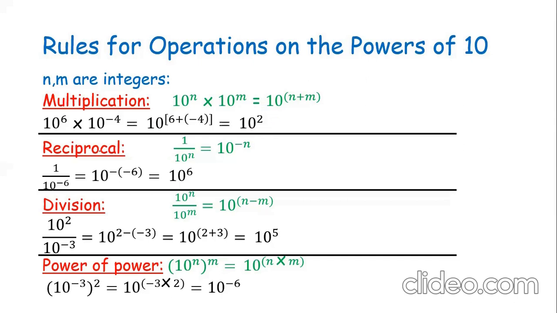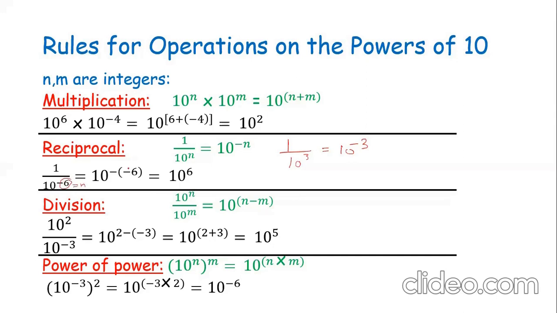The reciprocal, as we have seen before: 10 to the power of minus n equals 1 over 10 to the power of n. So in this case, let's take first this example. 1 over 10 to the power of 3 is equal to 10 to the power of minus 3. Another example might be the opposite. So it's 1 over 10 to the power of minus 6. So here n is equal to minus 6.